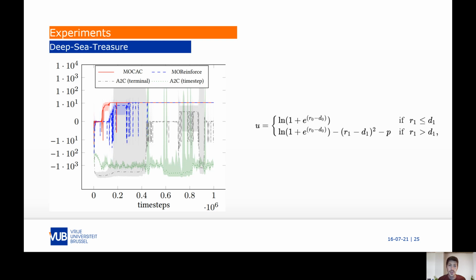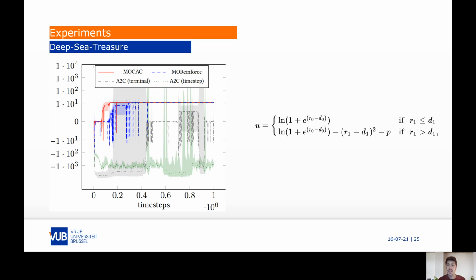So A2C terminal receives the correct utility at the end of the episode, but it's a very sparse signal, which means it has a very erratic behavior. So it's learning, but it's not convergent. It collapses quite often, while on the other hand, our algorithm converges very quickly to the optimal policy, and MO-REINFORCE, in this case, also converges to the optimal policy.